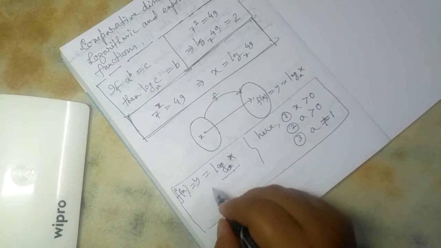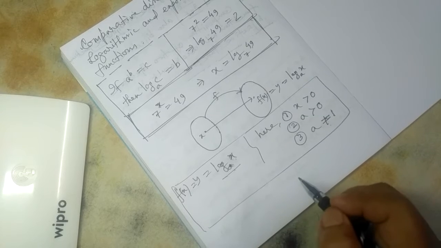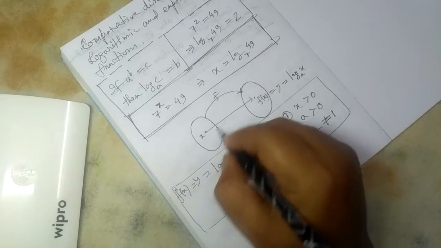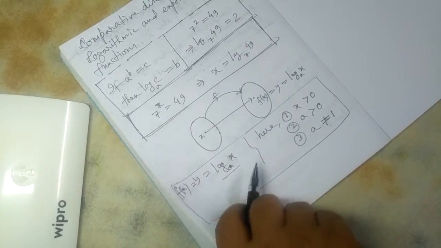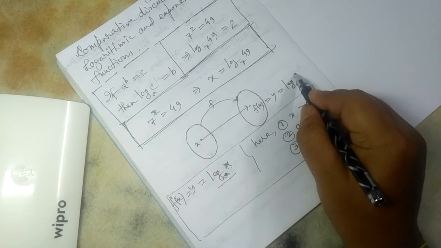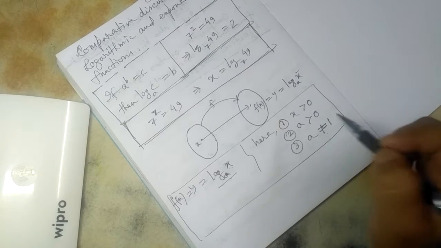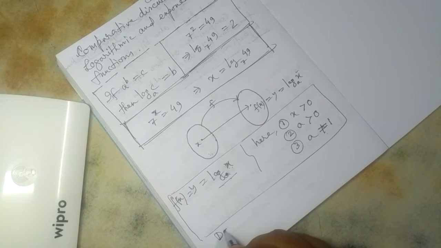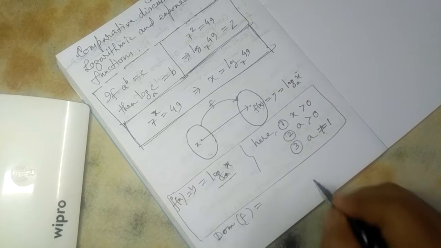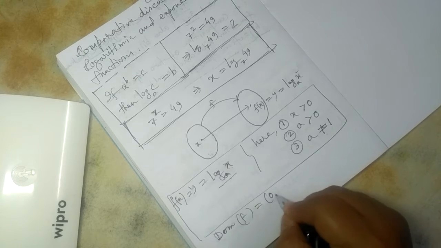Anyway, so what we can say is that the domain of logarithmic function, that is x, this one, is all positive numbers, that is, domain of f equals (0, infinity).